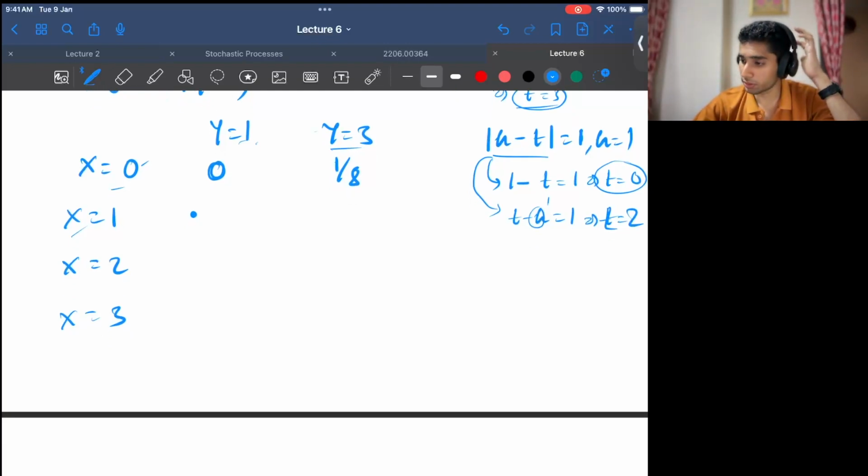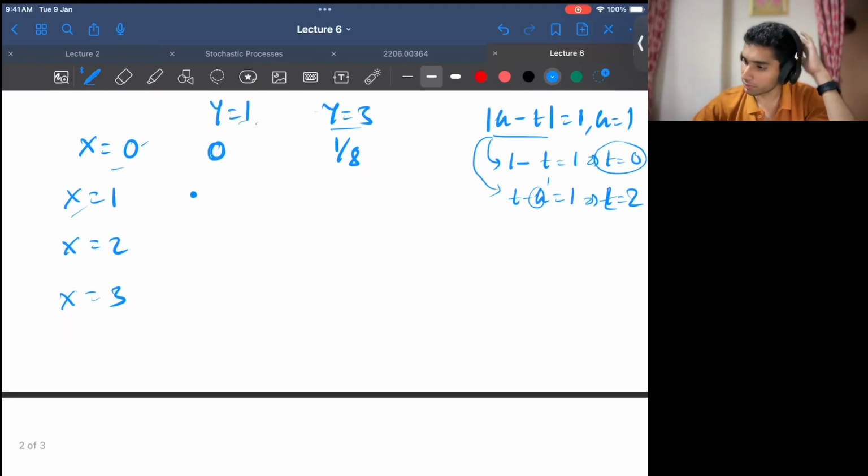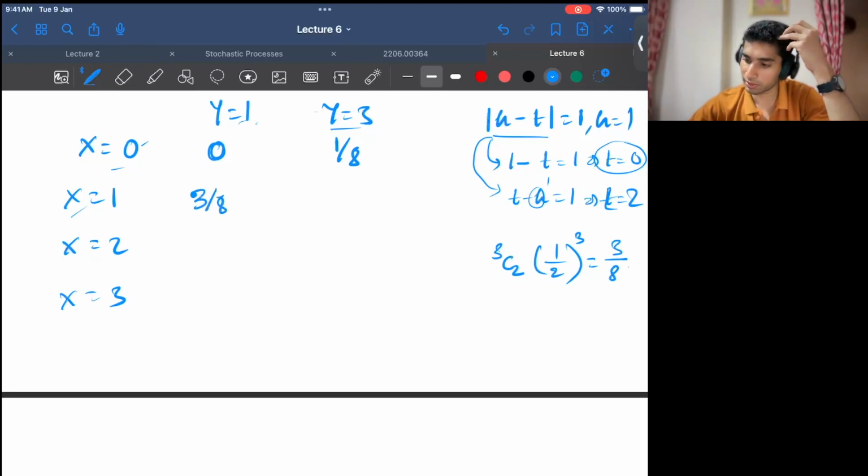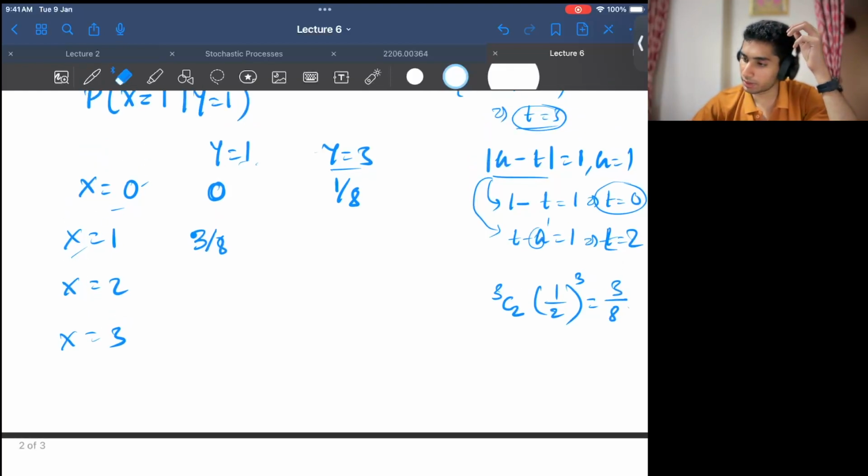What is the probability of two tails coming up? Quite simple. So you have three tosses, right? You choose any two tosses, 3C2, and two times it has to be tails. Since it is a fair coin, you can just write 1 by 2 raised to 3, right? So this will become what? 3 by 8. So this thing is equal to 3 by 8.